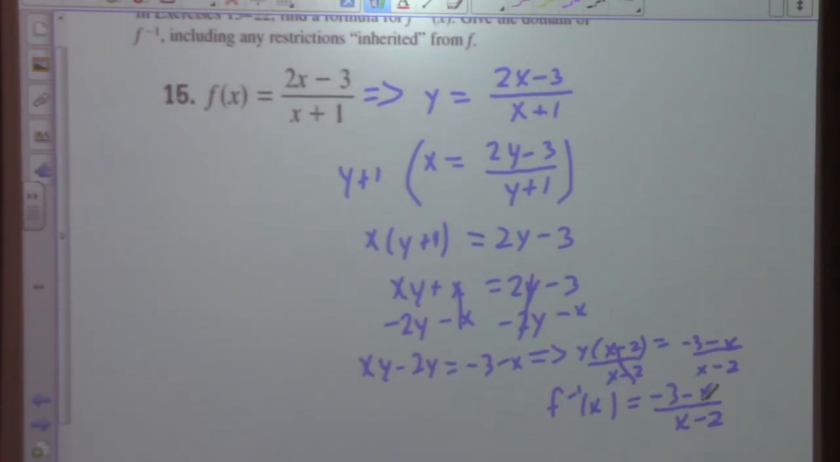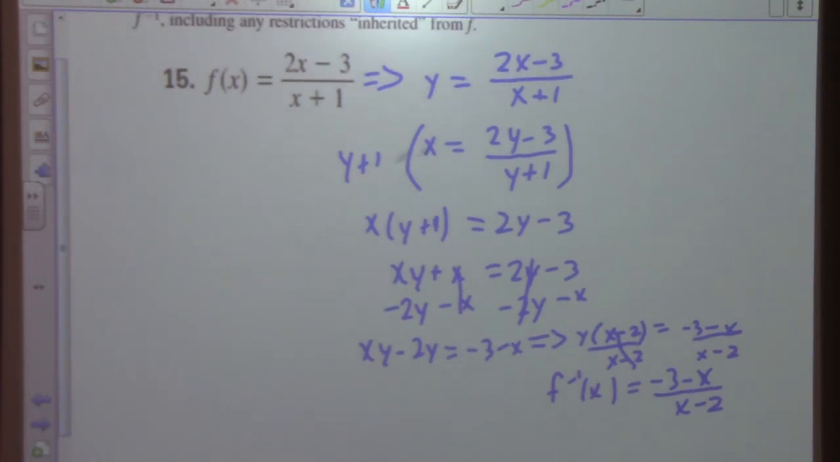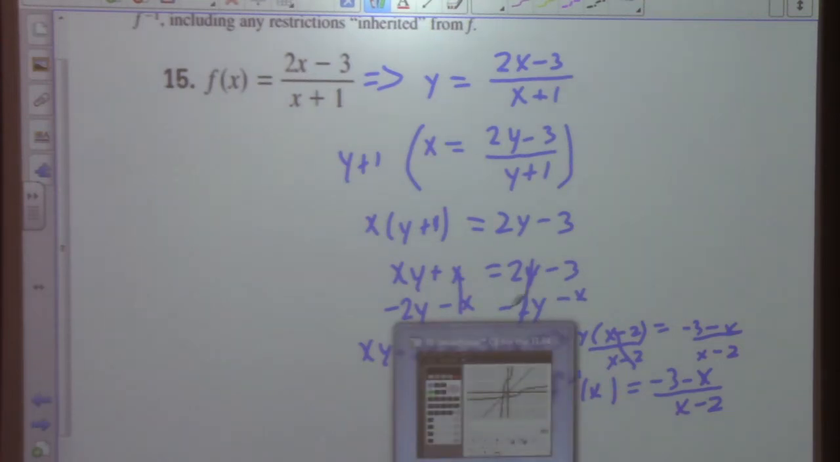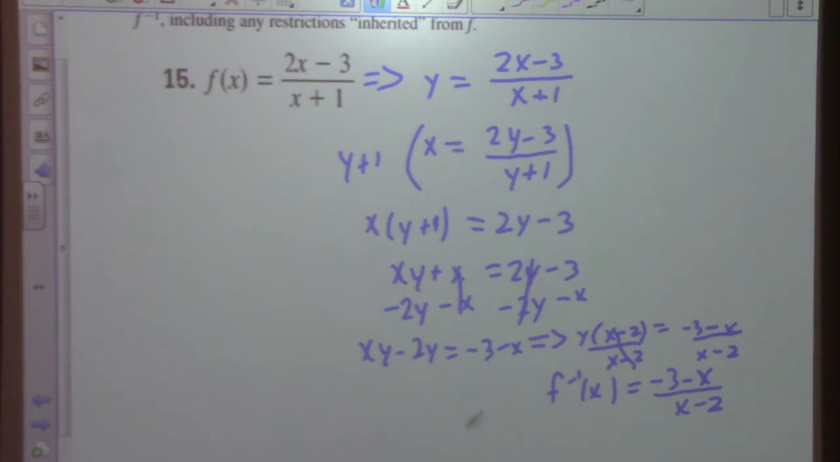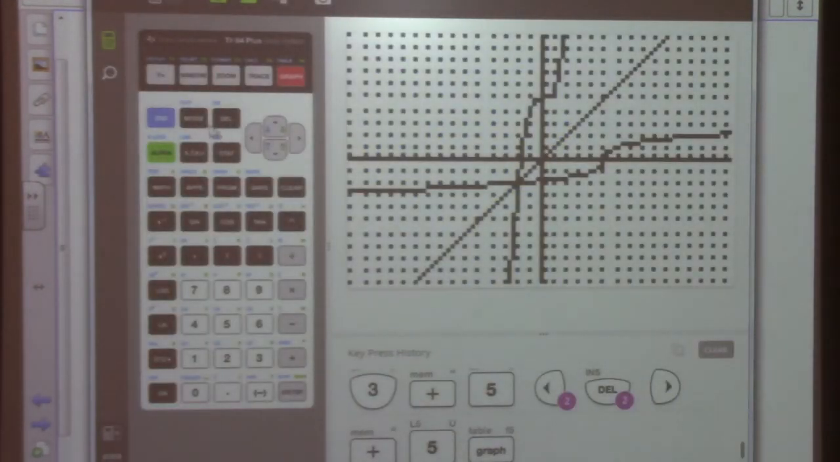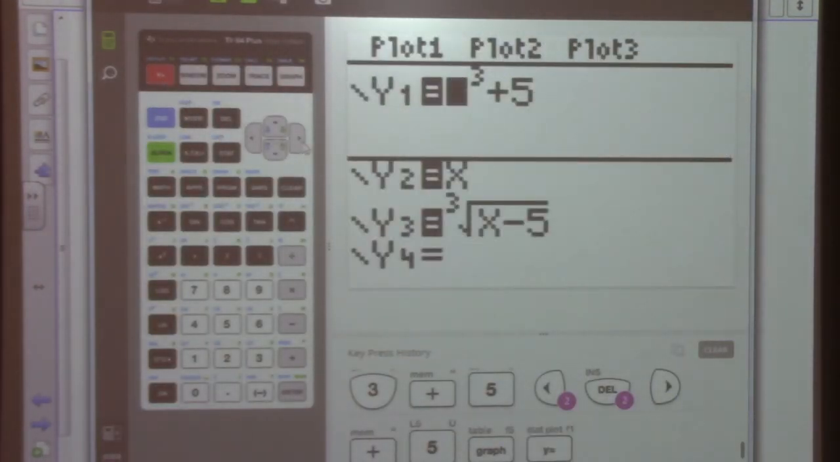Okay, now, can we test to see if we got this right? Because we had a lot of algebraic manipulation going on here, didn't we? How can we test if it's right? Yeah, the slope kind of. But what I want to do on this one here is show you how to test using your calculator.